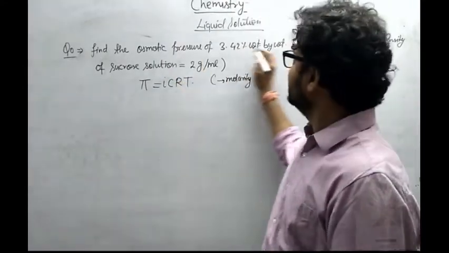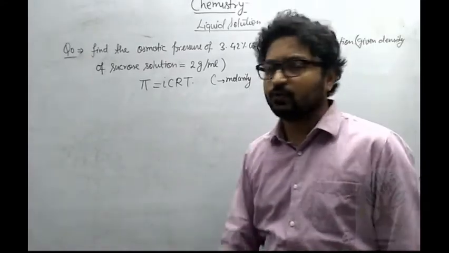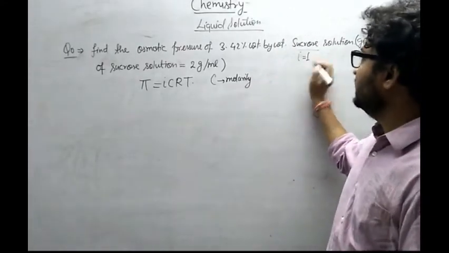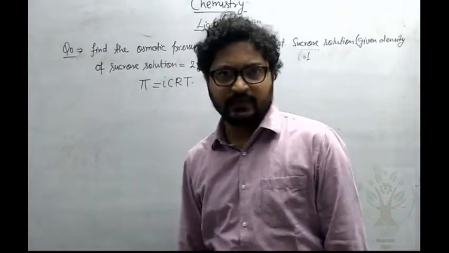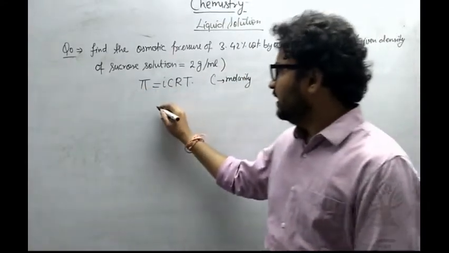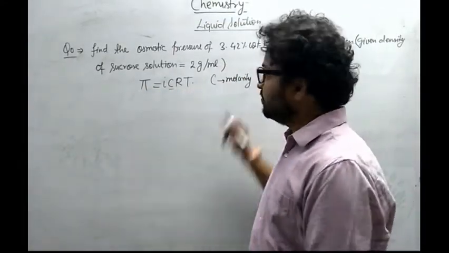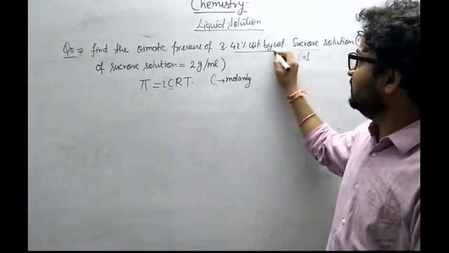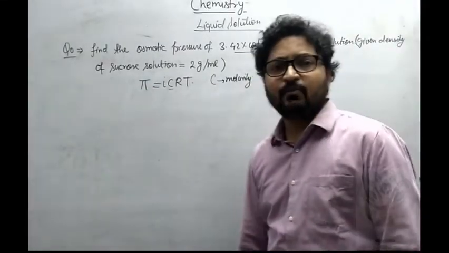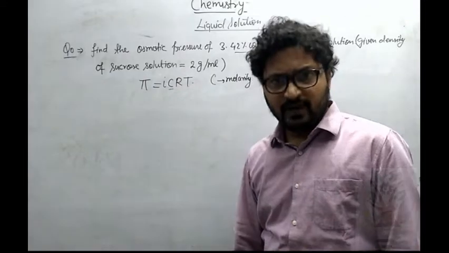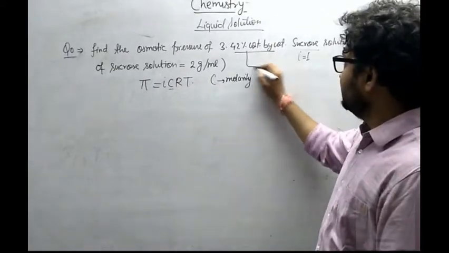But I know what a sucrose solution is. For sucrose solution, i is equal to 1, so I can directly write pi equals CRT as well. But let's take i. Now, what is C? C is molarity. What is given to us? It is given that the concentration is 3.42% weight by weight. So what is the meaning of this?